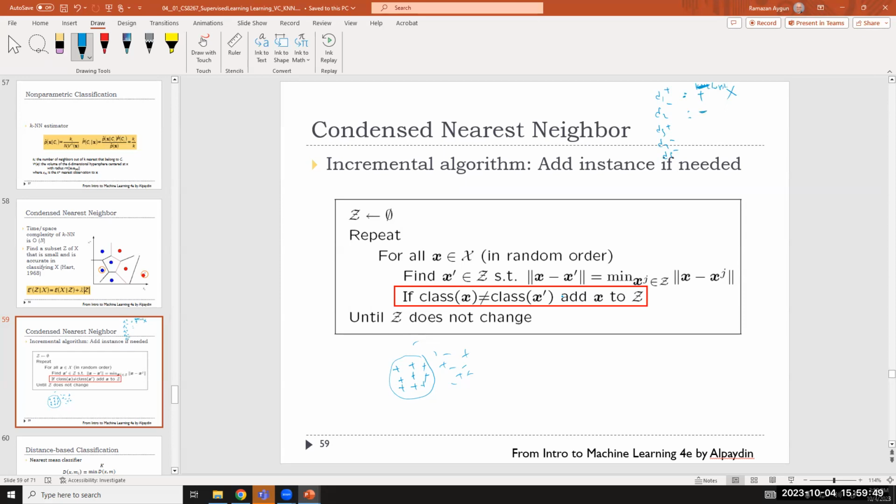This is negative. Don't pick it up. For this one, the closest one is negative. Pick it up. For this one, it is positive. Closest one is positive. Pick it up. For this one, it is negative. Don't pick it up. So for each data, you decide whether you need to put it into your new sample or not.